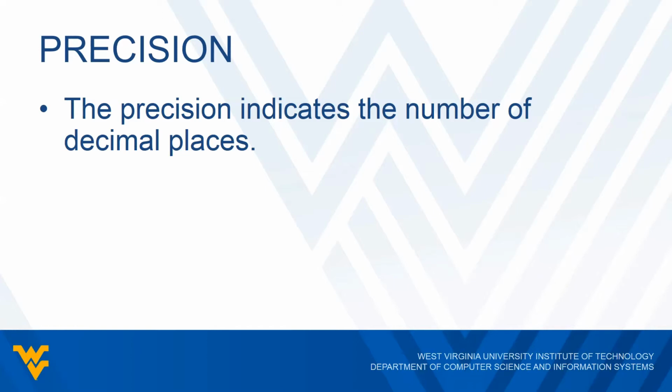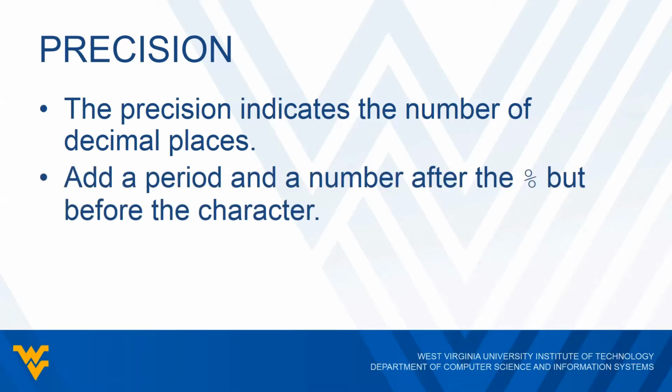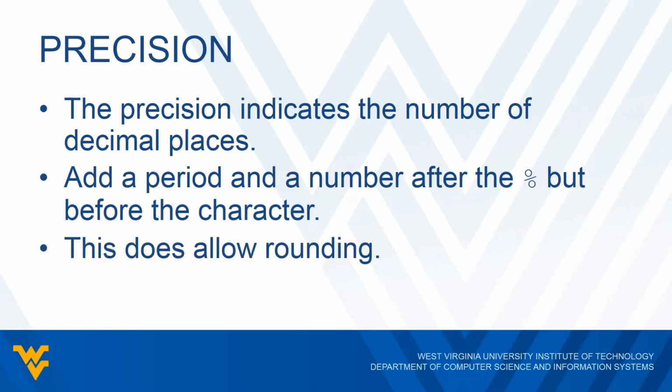The way we handle it with a printf statement is we would add a period and then a number after the percent sign, but before the character. So we're going to put point some number between the percent and the character of our placeholder. And what's also nice about this approach is it allows us to round our numbers. So we could actually round up if we wanted to.